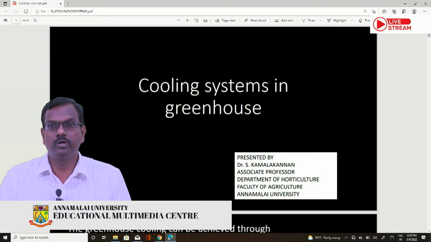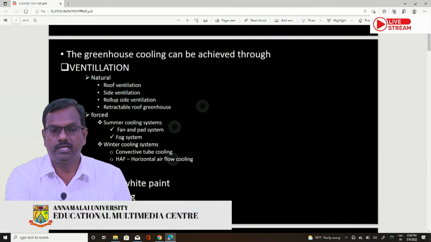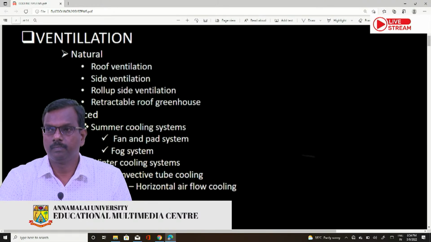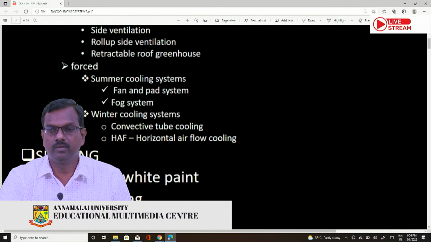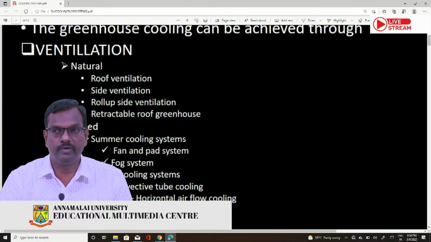And in this class, we are going to see about cooling systems used in greenhouse. So cooling refers to the process of reducing the temperature, and this can be achieved through two ways. The first way is through ventilation, and the second way is through shading. So under ventilation, we are having two different processes. The first way is natural ventilation and second way is forced ventilation. And in natural ventilation, we are having roof ventilation, side ventilation, roll-up side ventilation and retractable roof greenhouse.